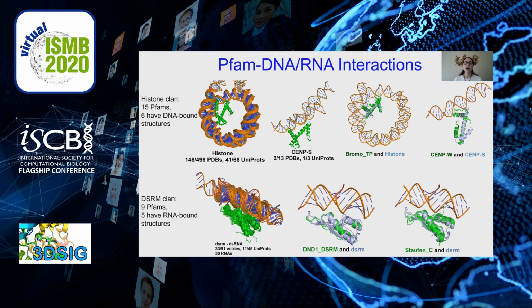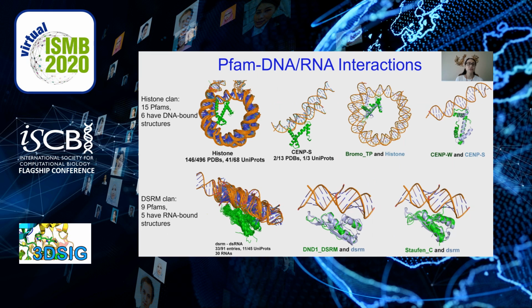For Pfam-DNA interactions, ProtCID can provide data at the clan level. So the basic idea is that we can model Pfam-DNA interaction at the clan level. For a clan, some Pfams have DNA or RNA bound structures, but some Pfams do not. So we can model these Pfams without DNA, RNA bound structures from the Pfams with RNA, DNA bound structures.